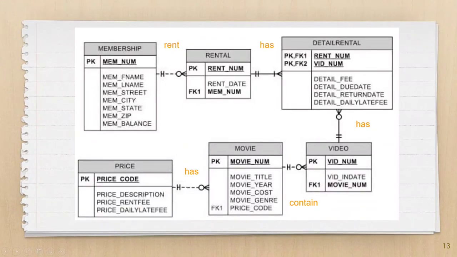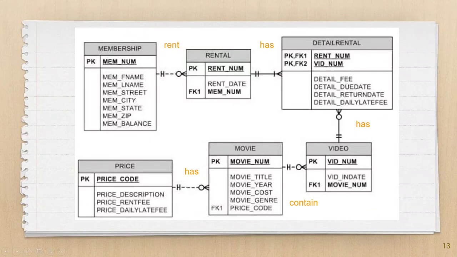Now, I'm gonna describe the entity relationship diagram for this database. There will be a total of six tables in this ERD. The first table is membership. It contains the primary key, member number, and entities member first name, member last name, member street, member city, member state, member zip and member balance. This table is for the members of the shop.